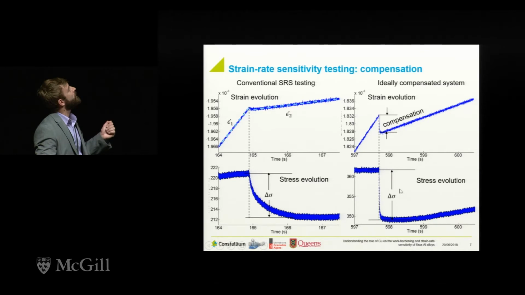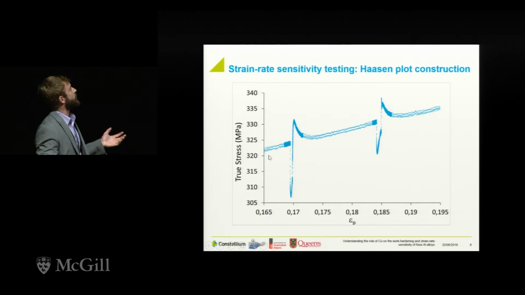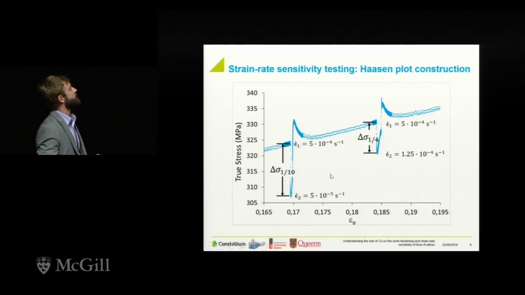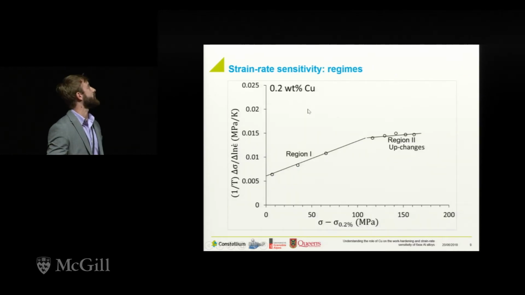And so we can then go ahead and actually create the Haasen plot. So for the example of down changes, we can look at the true stress and true plastic strain. We apply a certain strain rate, as shown here. We decrease it, and we measure how much the stress changes. Do the same thing if you change the strain rate by a factor of a quarter. Plot this onto the Haasen plot, and bam, you get your thermodynamic strain rate sensitivity. So we can do this, and I'll show you for an example, at the 0.2 weight percent copper.